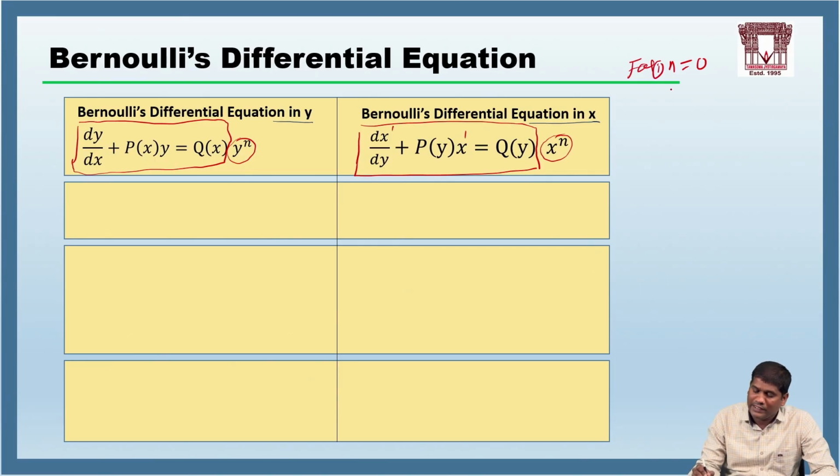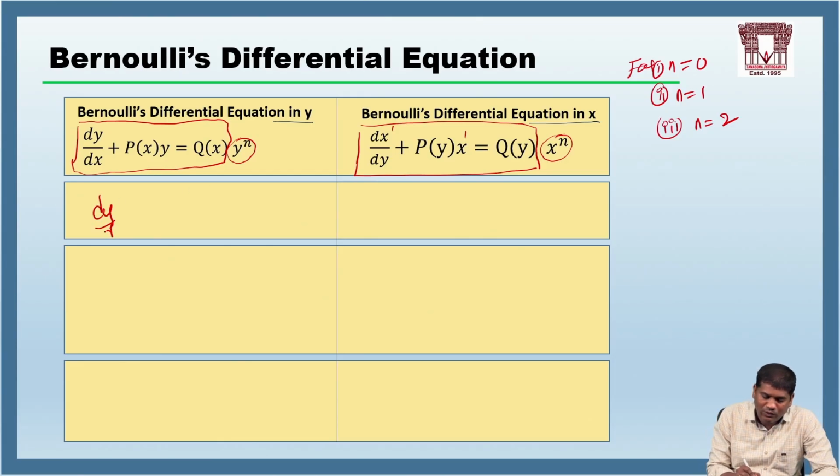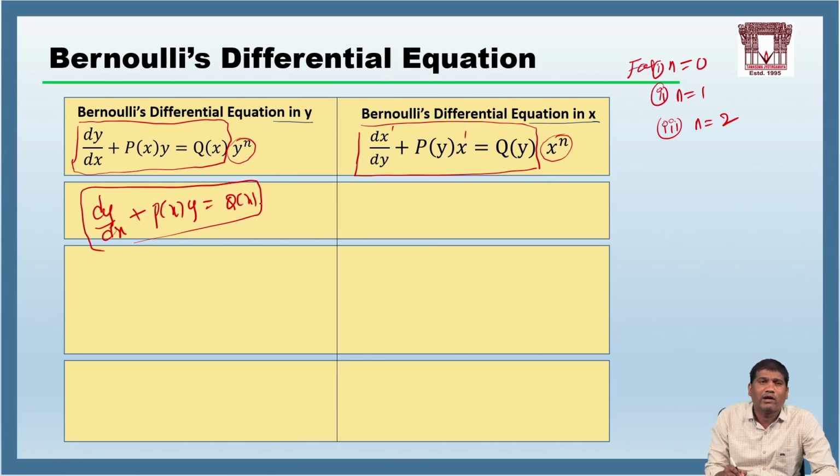Case 1, n is equal to 0, n is equal to 1, n is equal to 2. If n is equal to 0, then it becomes a linear differential equation that looks like dy by dx plus p of x into y is equal to q of x. Y power 0 is 1, so we can say it is a linear differential equation in y. We can solve it according to the linear differential equation method. Similarly, here also n is equal to 0, then it will become a linear differential equation in x.